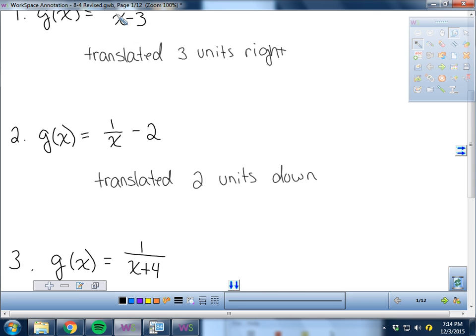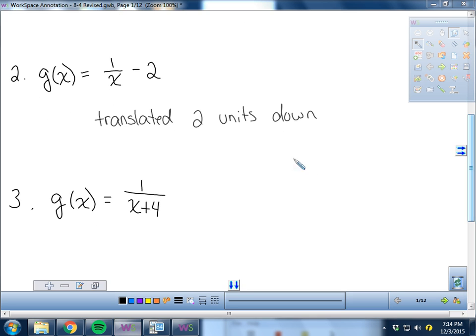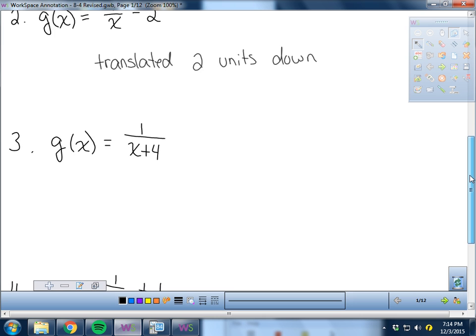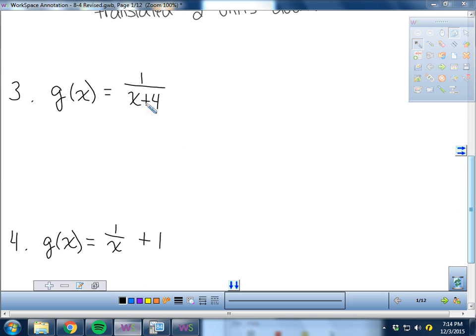So changing the denominator moves your asymptote 3 units right, and this moves your horizontal asymptote up or down. So if it's minus 2, it moves down 2. If it's plus 2, it would move up 2. So it does exactly what it looks like. So here I've added 4 to the x underneath. So that means it's going to translate 4 units. Looks like it would go right, but really it's going to go left.